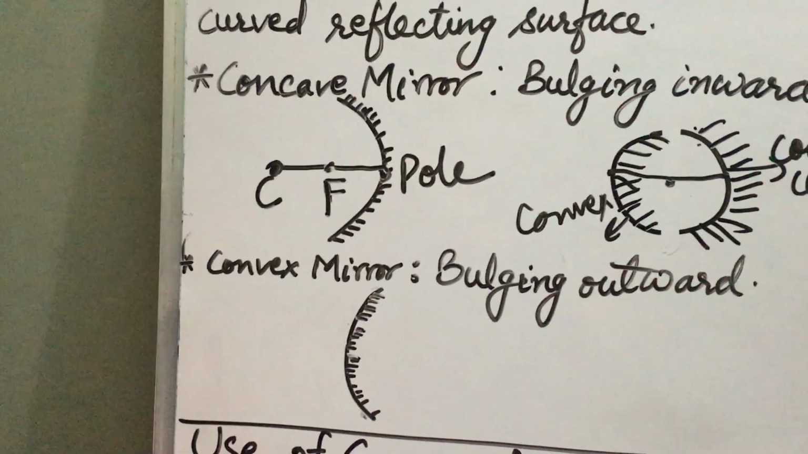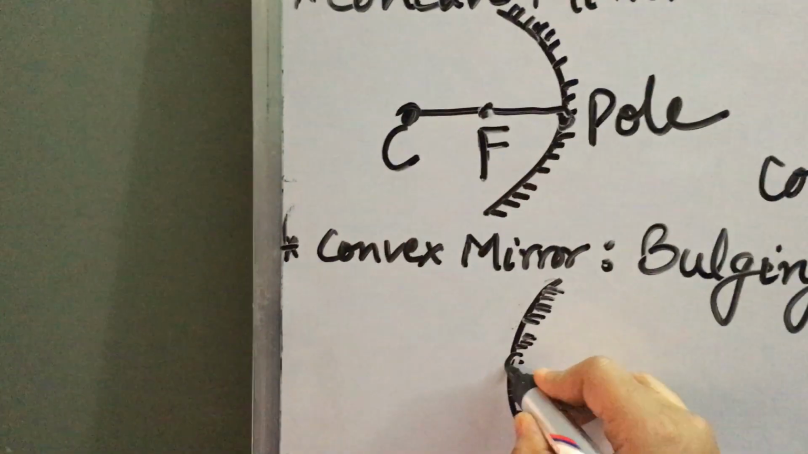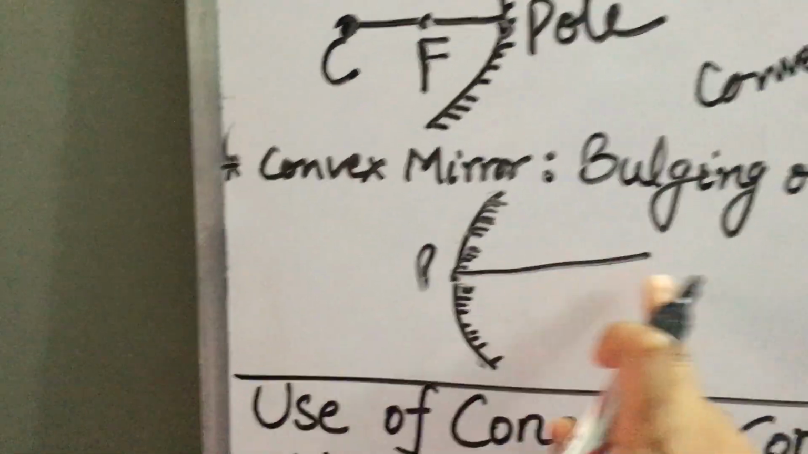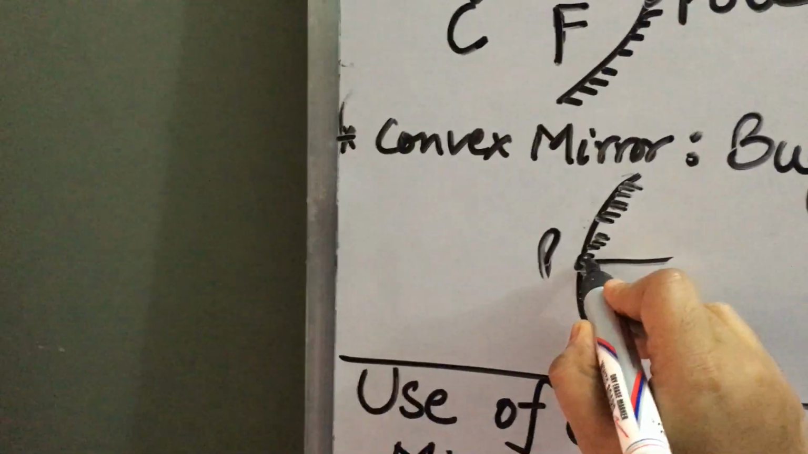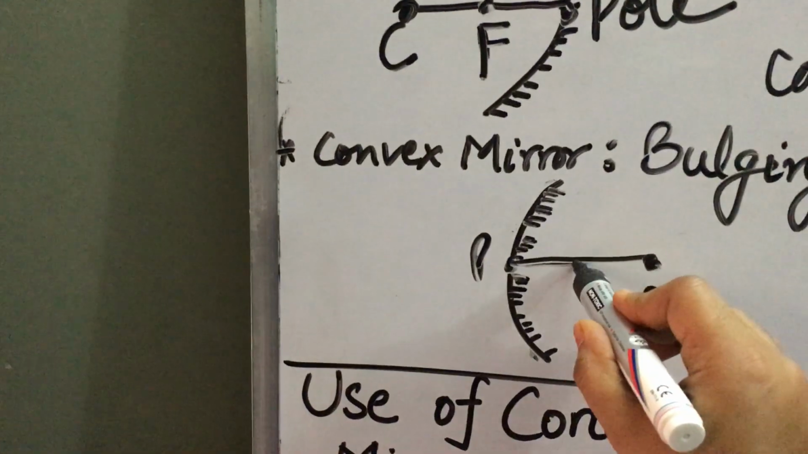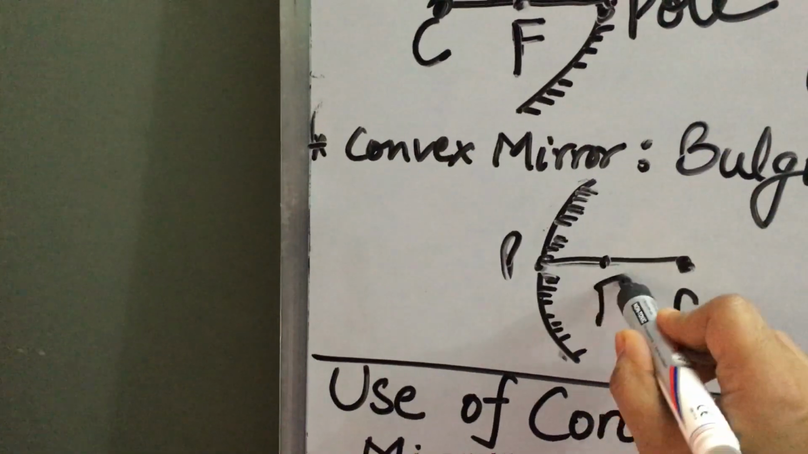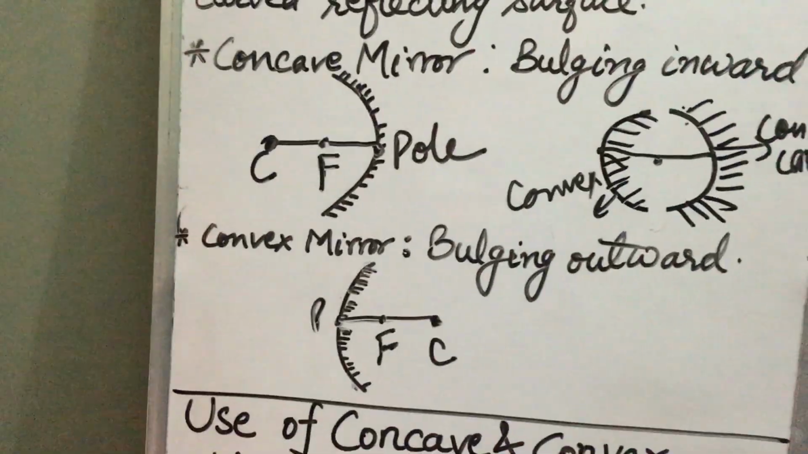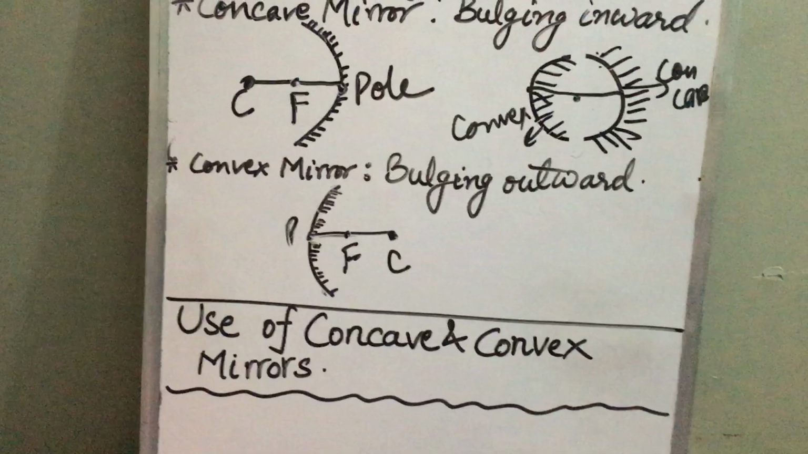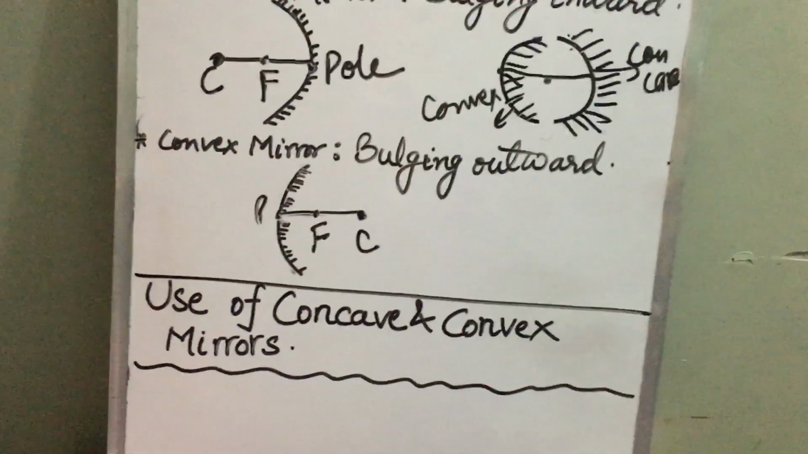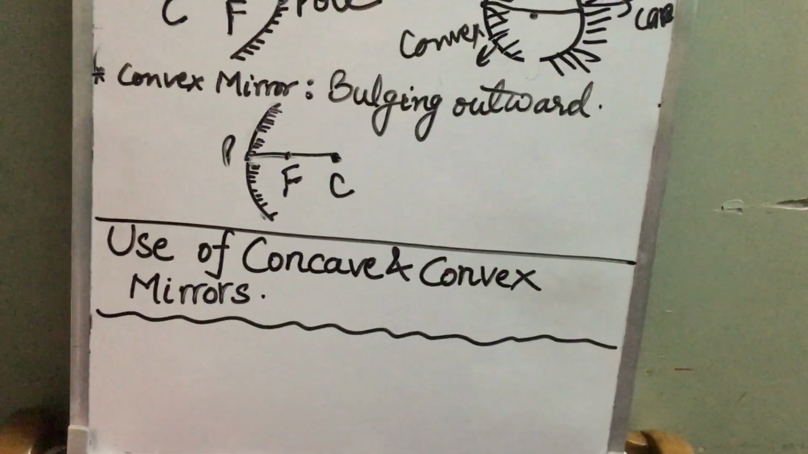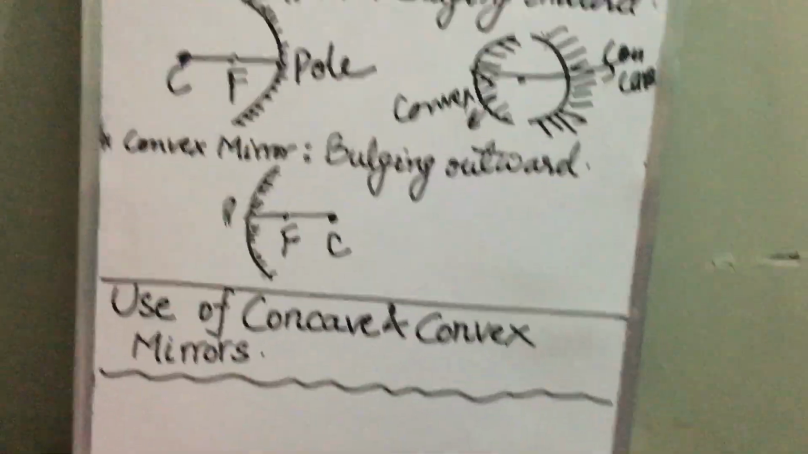Like these things are for the convex mirror also. This is just the pole. Then there is a line joining the pole to the, let it be the center. Let this be the center of curvature. Okay, and the midpoint between the pole and the center of curvature is the focus. Okay beta, again I am repeating, what is the radius of curvature? The radius of curvature is the distance between the pole and the center of curvature. These are the terms which are related to spherical mirrors, concave and convex mirrors, children.